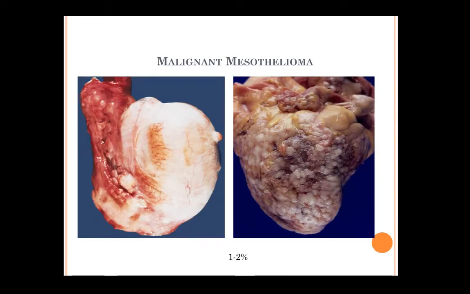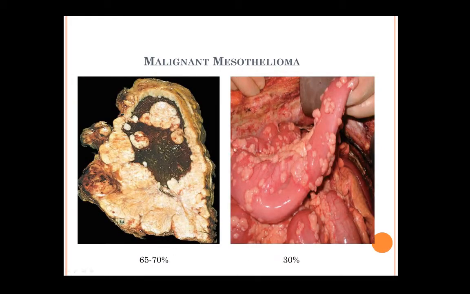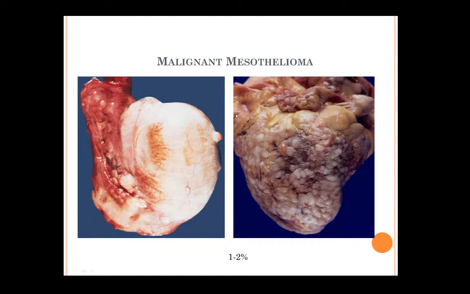Pleural cavity is the most common site of origin for malignant mesothelioma. About 65 to 70% of the cases arise from the pleural cavity. About 30% arises from the peritoneal cavity. And tunica albuginea of the testes and pericardium represent only about 1 to 2%.